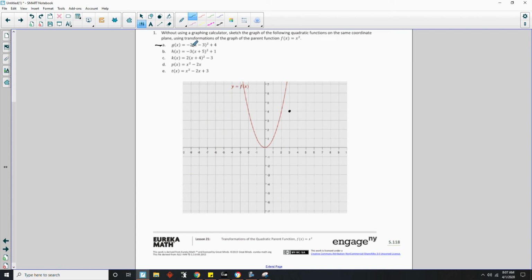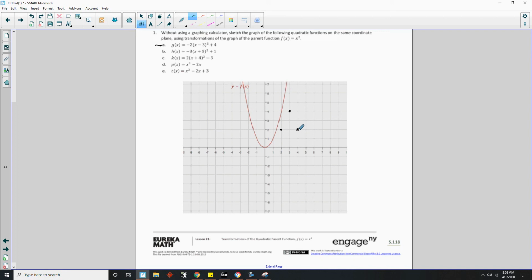The vertical stretch of 2 would make it narrower, and the negative will flip it upside down. So as I went over 1 here, it went up 1. So I'm going to go over 1, I'm going to go down 2. I'm going to multiply that by a factor of 2. So I go over here, picture the vertex, the axis of symmetry right here, x equals 3.